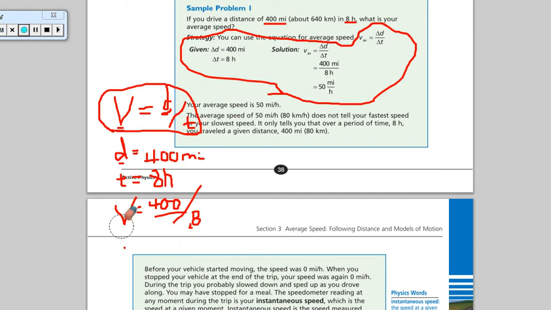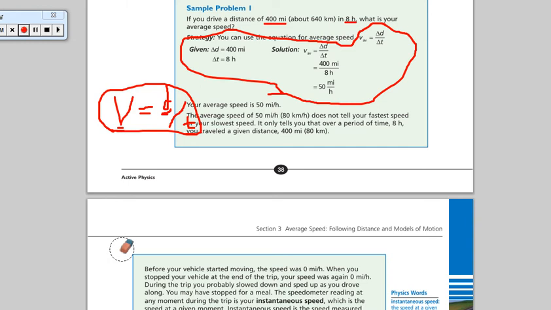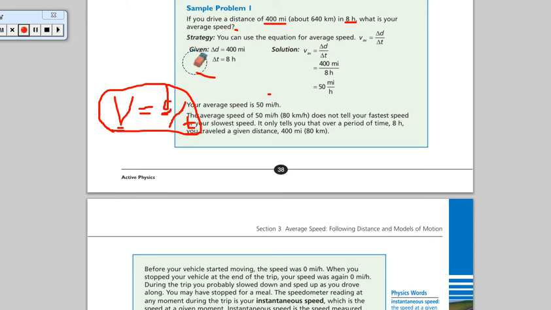Erase all that. Now, I just showed you guys how to find V, or how to find velocity, if you know distance and time. But what if you actually want to know distance, or you want to know time?